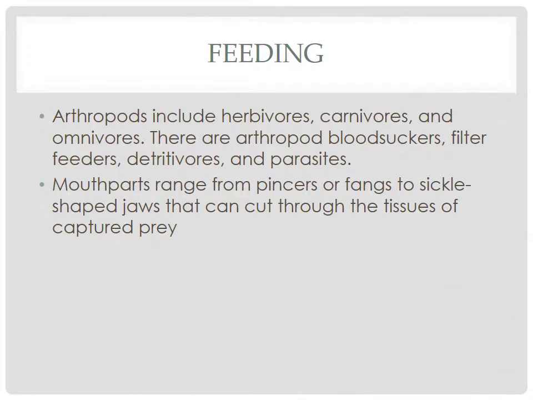Anytime we have a large diversity within the phyla of animals that we're looking at, we're going to see a large diversity in the way that they eat as well. So some arthropods are herbivores, some are carnivores, some are omnivores, some are bloodsuckers, some are filter feeders, some are detritivores, some are parasites. One of the things that they all have in common is that they have mouth parts that range from pinchers or fangs to sickle-shaped jaws that can cut through tissues of their captured prey. Those can be pretty malicious, and we'll talk more about those soon.